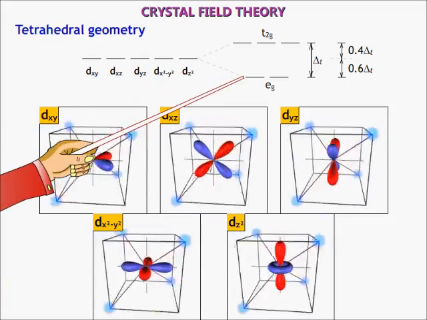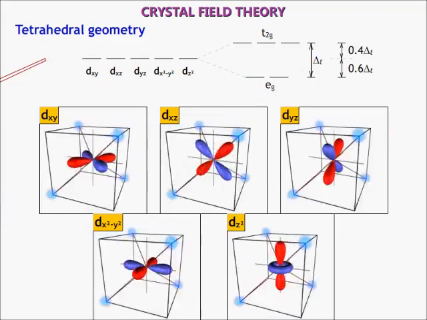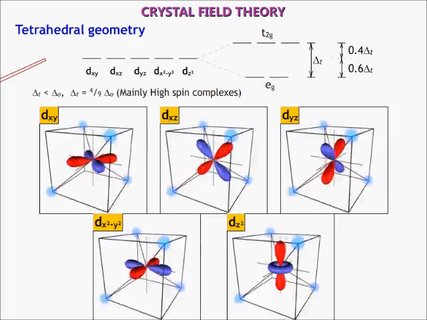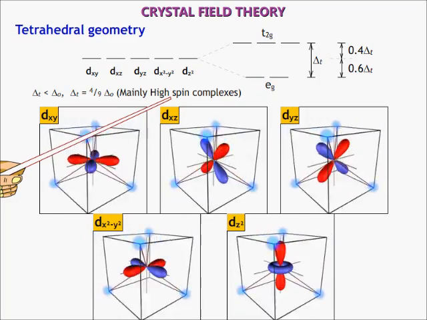Here the crystal field splitting energy is denoted by delta T. Neither of the d orbitals are in line with the ligands, so the splitting is less than octahedral geometry. Tetrahedral complexes are therefore mainly high spin complexes.